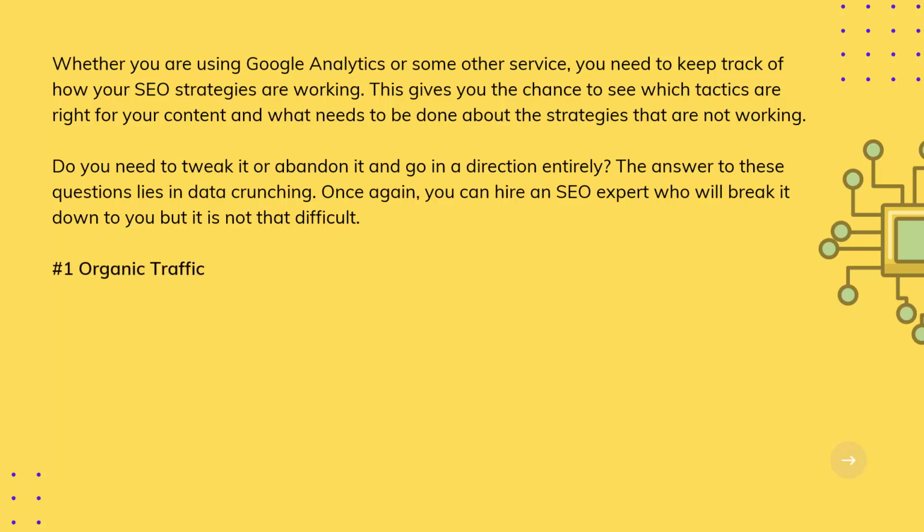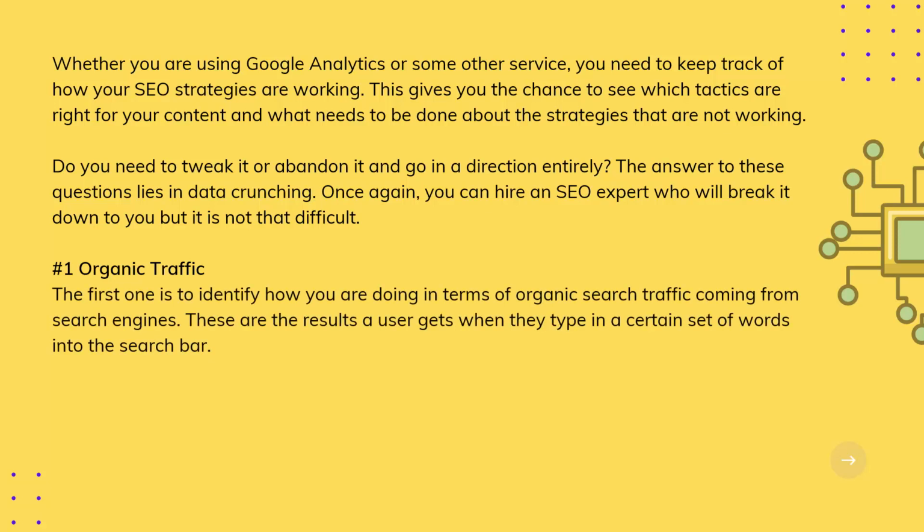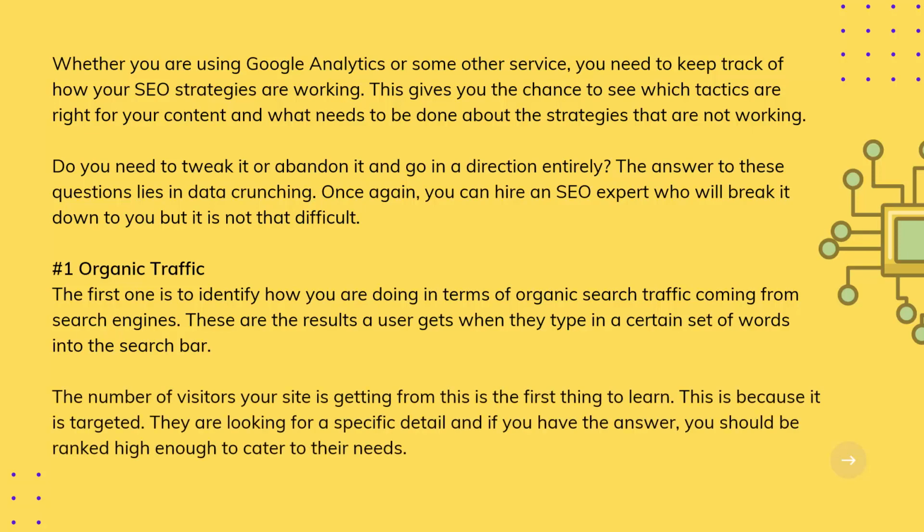Number 1. Organic traffic. The first one is to identify how you are doing in terms of organic search traffic coming in from search engines. These are the results a user gets when they type in a certain set of words into the search bar. The number of visitors your site is getting from this is the first thing to learn. This is because it is targeted. They are looking for a specific detail, and if you have the answer, you should be ranked high enough to cater to their needs.